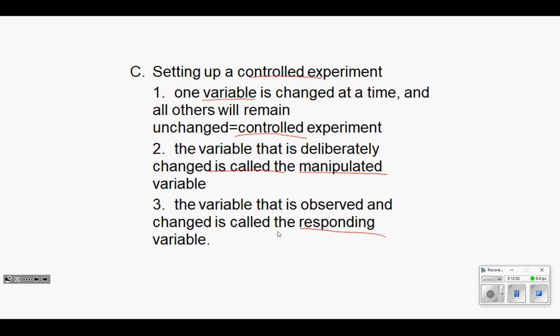So for instance, if I'm trying to see which fertilizer makes plants grow better, the variable that I'm manipulating is the types of fertilizers I'm using. The variable that is observed and changed is called the responding variable. So if you're trying to find out which fertilizer is best, the thing that's going to change is the height of the plants, how they're growing. So that would be the responding variable.